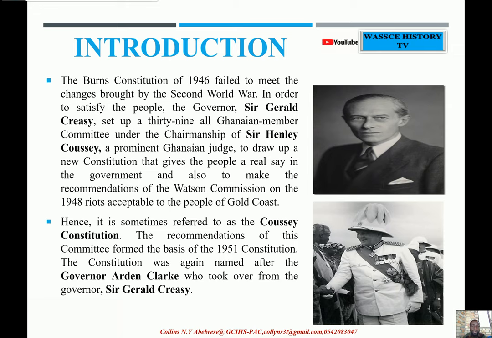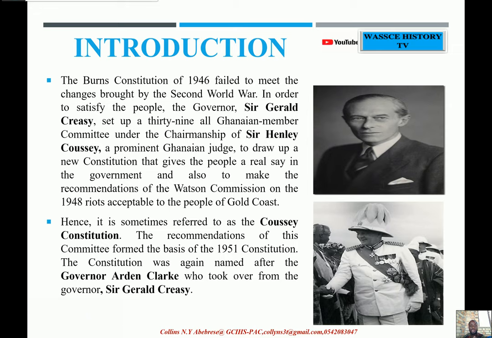Now the Burns Constitution, as we have said earlier, in 1946 had failed to meet the changes that were brought about by the Second World War, because after the Second World War, the Gold Coasters, the nationalists, were demanding self-determination and the total abolition of colonial rule. They just wanted to take governance into their own hands. And we saw that the Burns Constitution did not provide that. It did not provide political independence for the Africans, and therefore it had failed.